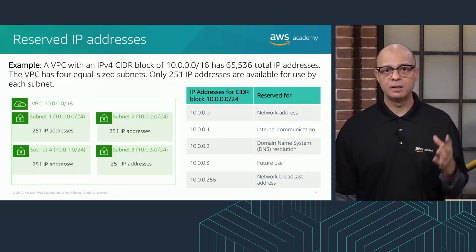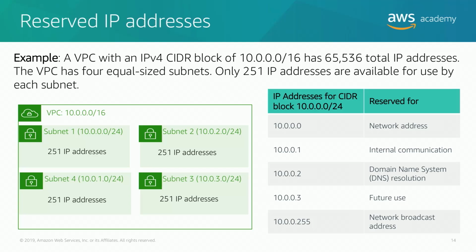When you create a subnet, it requires its own CIDR block. For each CIDR block that you specify, AWS reserves 5 IP addresses within that block, and these addresses are not available for you to use. AWS reserves the following 5 IP addresses for different reasons. The first one is the network address. The second one is for VPC local routing and internal communications. The third one is for the domain name system resolution. The fourth one is reserved for future use. And the fifth one is the network broadcast address.